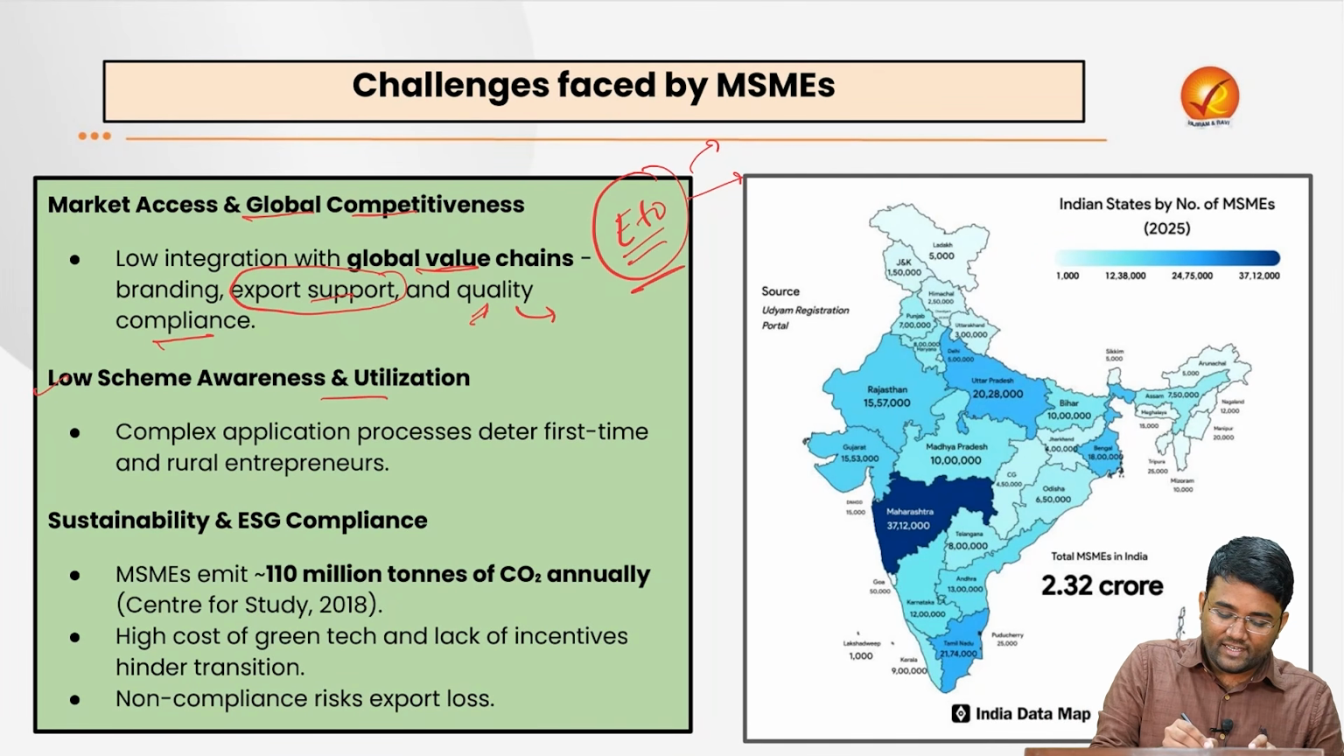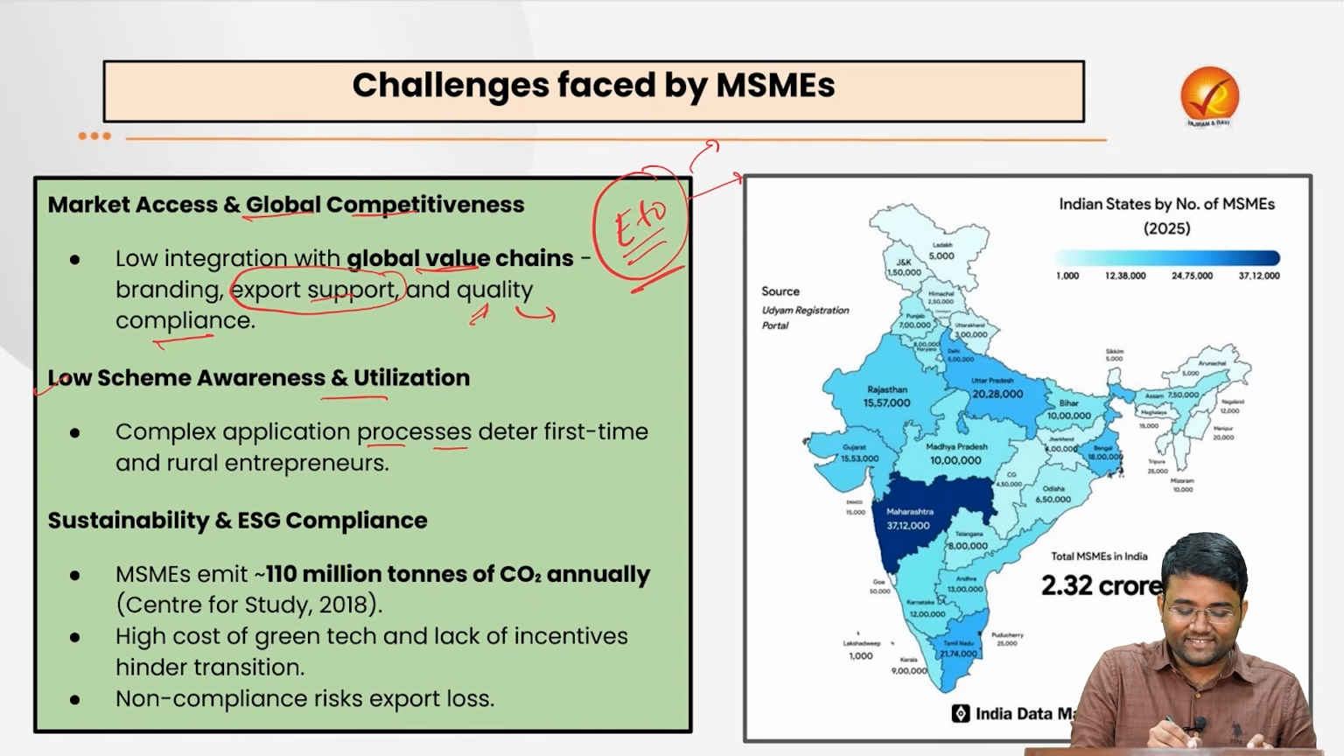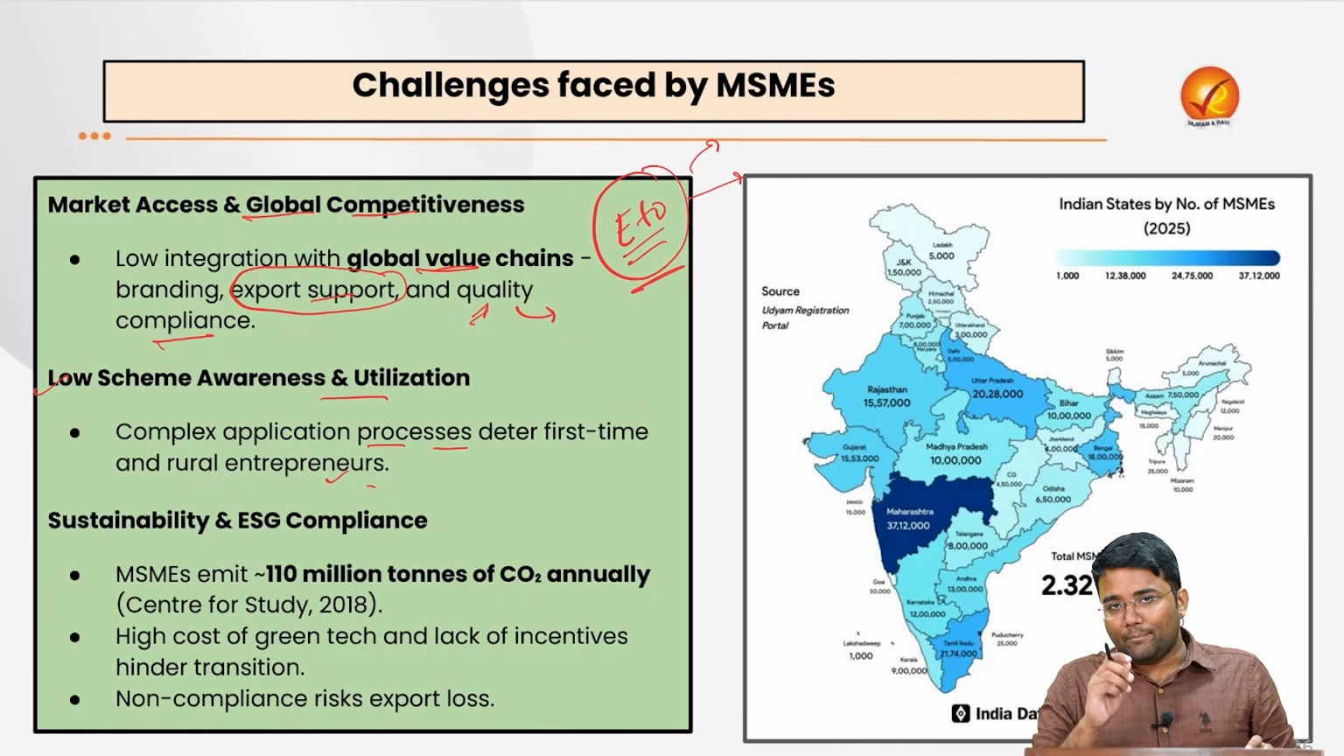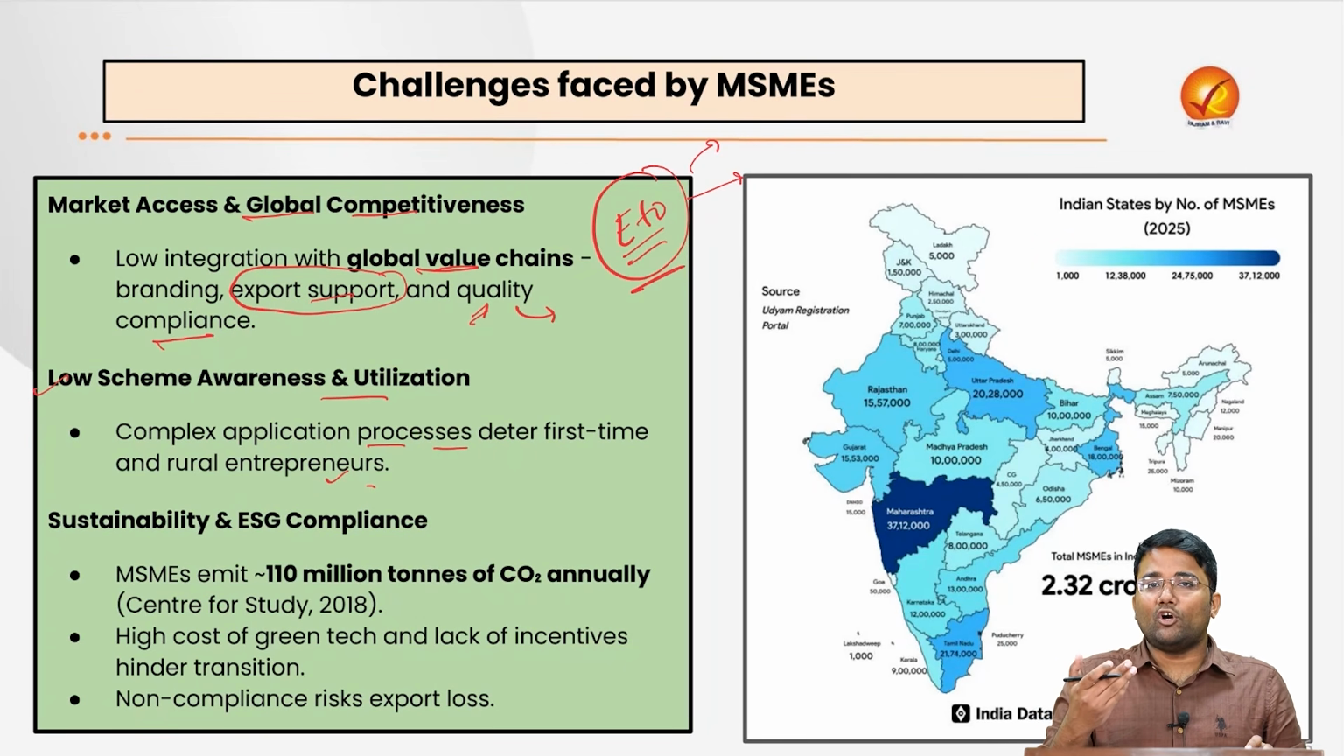Also, low scheme awareness and utilization, for example, complex application processes that deter first time and rural entrepreneurs. Banks will be asking for collateral and various other documents which these first time entrepreneurs need to produce so that they can get institutional credit, but they find it difficult to produce those documents, and that is the reason they do not have any option other than going to non-institutional credit.